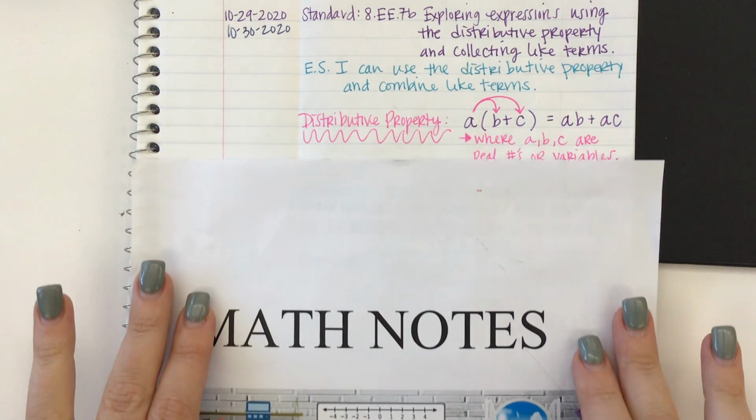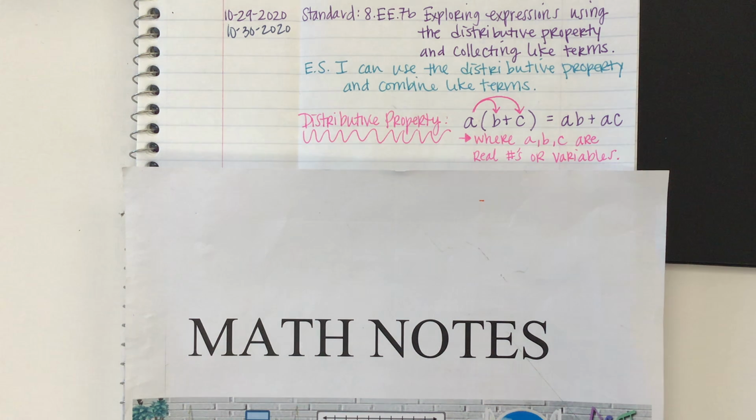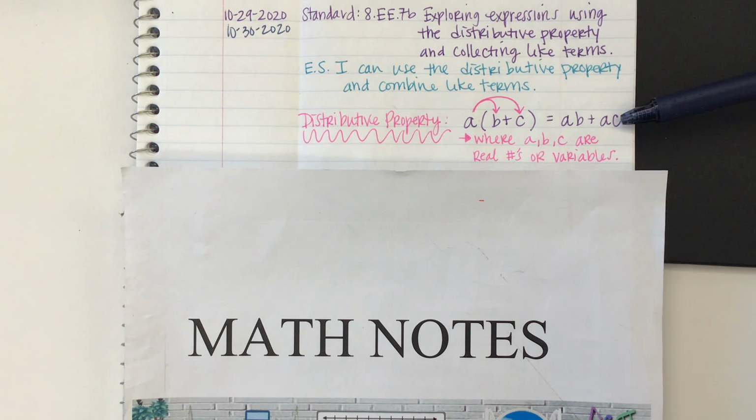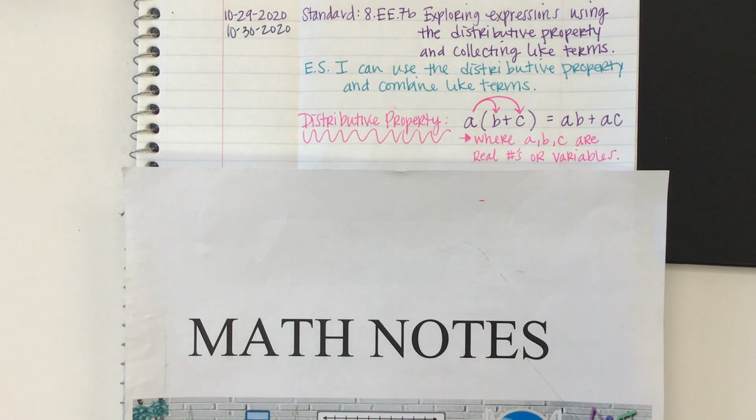So what is the distributive property? In mathematical terms, the distributive property is A, open your parentheses, B plus C, and that actually equals A times B plus A times C. So you take whatever's on the outside of your parentheses and you multiply it by everything on the inside of your parentheses. So this is how you mathematically write the definition. And A, B, and C are either real numbers or variables or the combination of both. It can literally be anything.